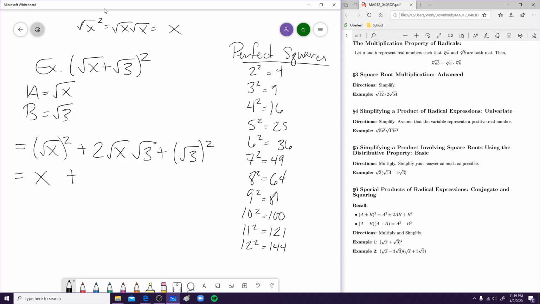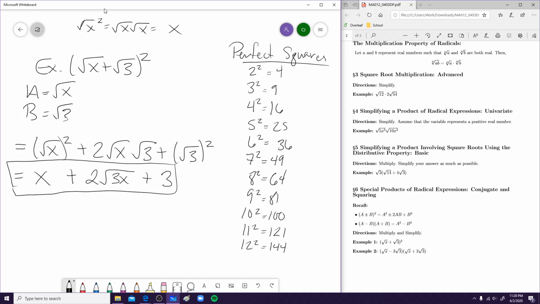For the 2 times the square root of x times square root of 3, the square root of x can't be simplified anymore, and neither can the square root of 3. But I'm still going to apply the multiplication property, and I'm going to combine them since they have the same index. So this is the square root of 3x. And then for the square root of 3 squared, what is that? That is 3. Right? And this is our answer.